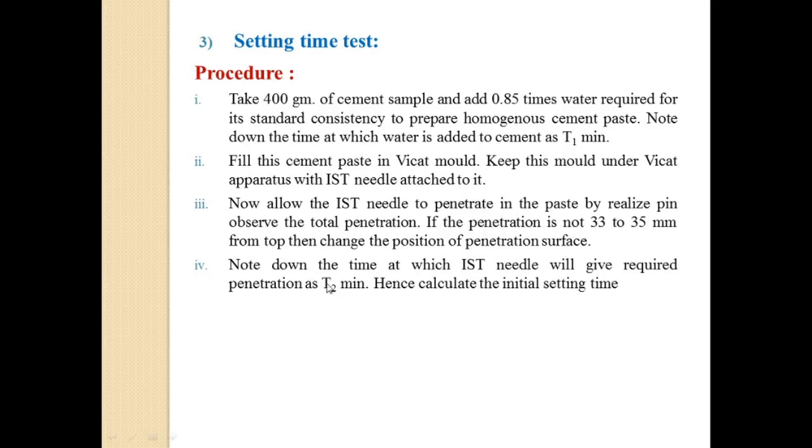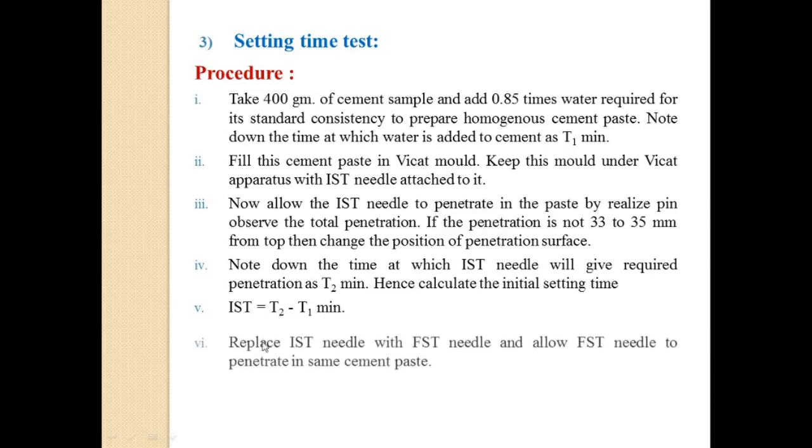Then record this time, that is T2 minutes. Hence we calculate the initial setting time: initial setting time is T2 minus T1 minutes. T1 is when we add the water and start measuring the time, and T2 is when our complete process of initial setting time is complete, that is when the needle penetrates from top 33 to 35 mm, that is T2 minutes. So T2 minus T1 we call the initial setting time.